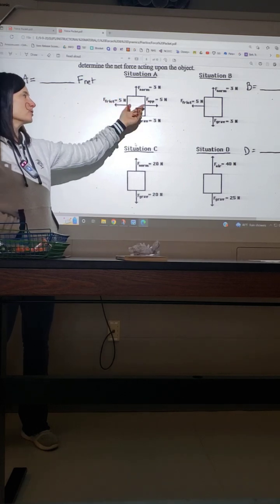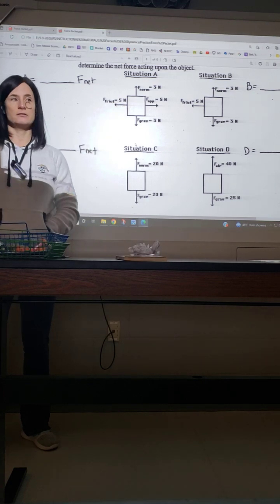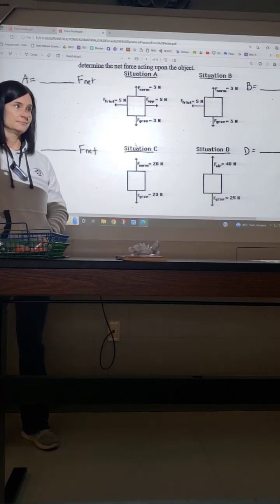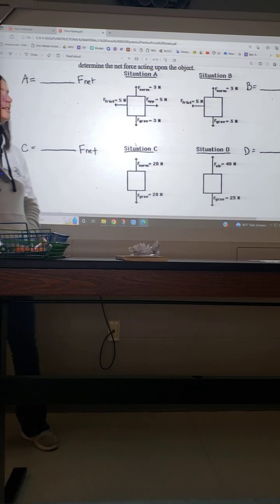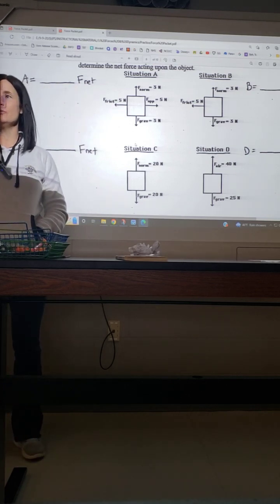Now let's look at our net force horizontally. 5 newtons to the left, 5 newtons to the right. Yeah, you're going to subtract. So you end up with 0. So this is actually a net force of 0 newtons.